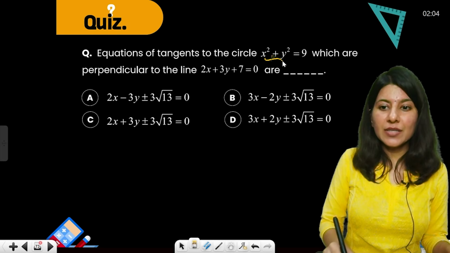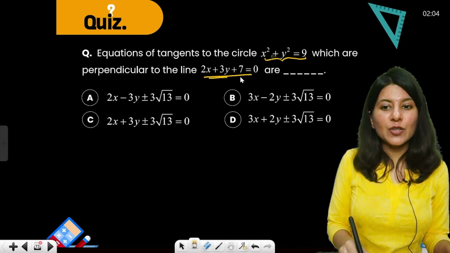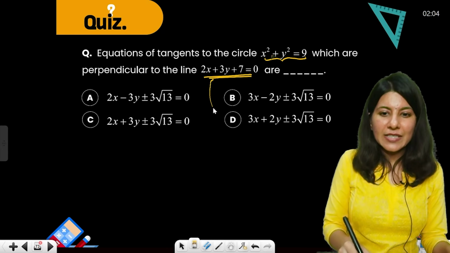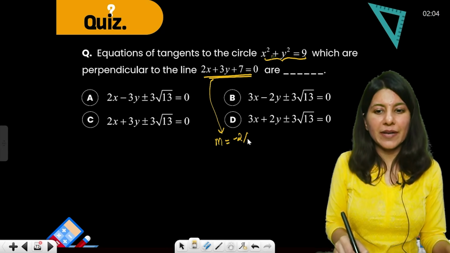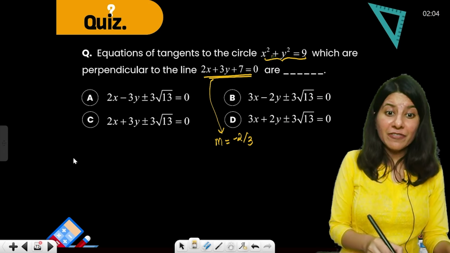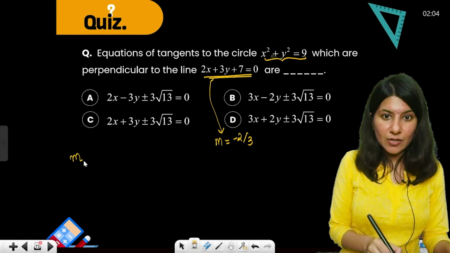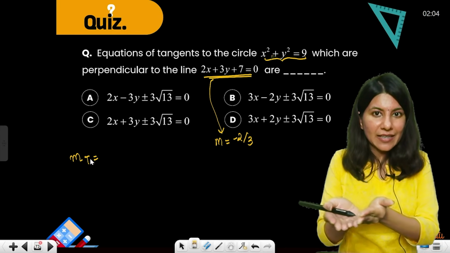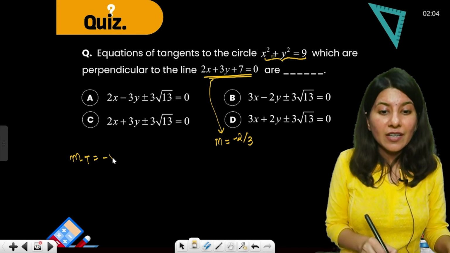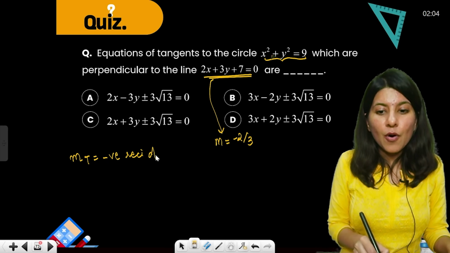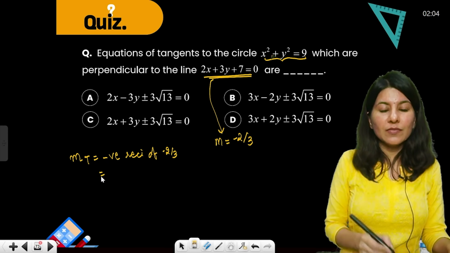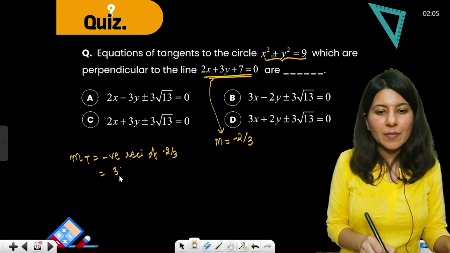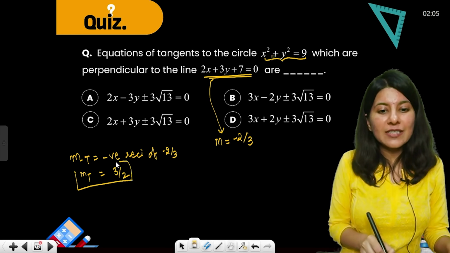Equations of tangent to this circle which are perpendicular to this line. Again, similar type of question is there. So now slope of this line will be what? Minus 2 by 3. Okay. Now slope of line which is perpendicular, slope of our tangent, right? Our tangent is perpendicular to this line, will be negative reciprocal of minus 2 by 3. So reciprocal of minus 2 by 3 is what? Minus 3 by 2, negative. So 3 by 2. So slope of our tangent is 3 by 2.